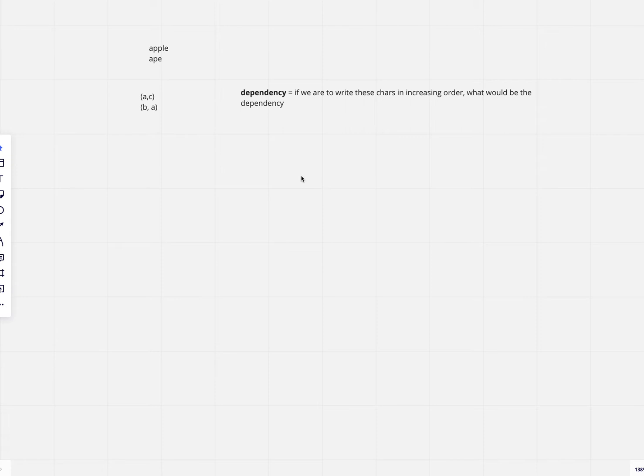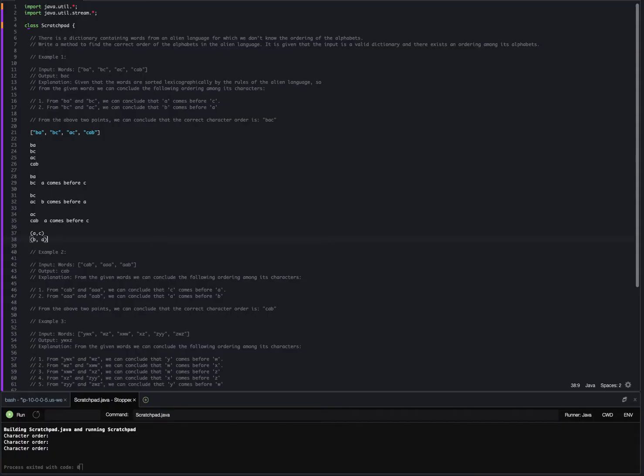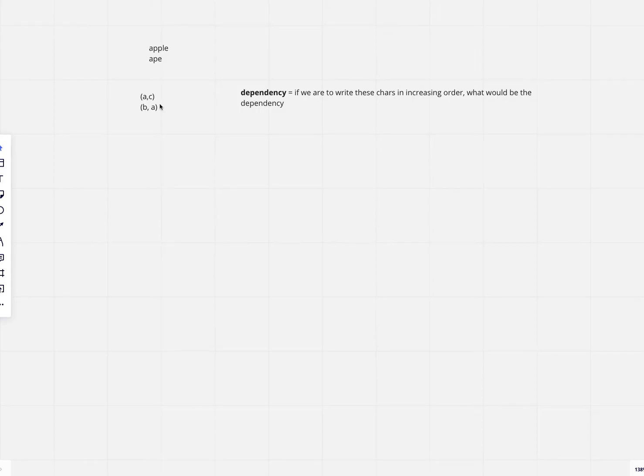And that's exactly what the question is asking for, by the way. Excuse me. All right, cool. Now that we established that, based on that definition of dependency, we see that C has a dependency on A, right? Because we know from the first one that A comes before C. So if we were to write C, we have to write A. As simple as that.